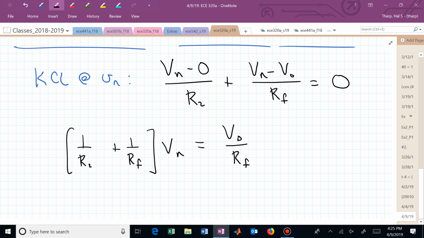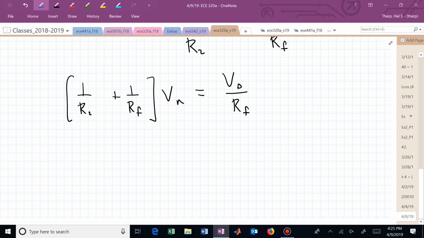I can clean this up by multiplying every term by R sub f. Then I just have v sub 0 by itself.